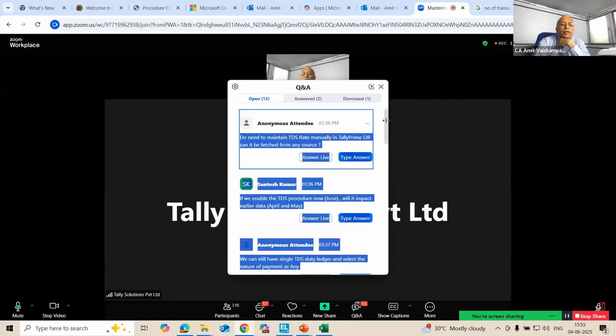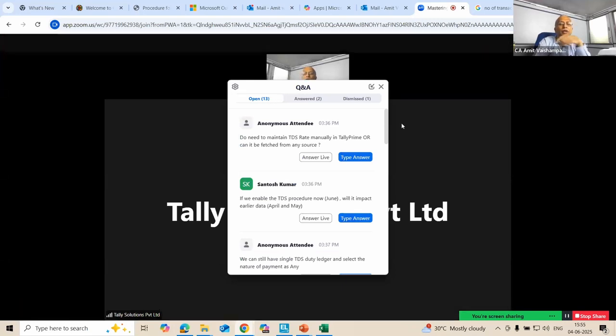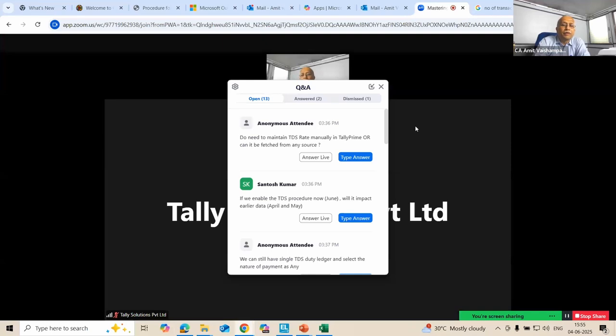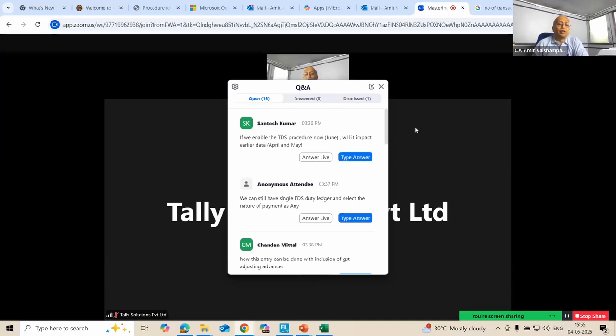Do we need to maintain the TDS rate manually in TallyPrime, or can it be fetched from any source? This is the first question from an anonymous attendee. Tally per se keeps updating the TDS rates, but in case you find that the rate given by Tally is not good, please mention it to Tally or to my office or Komal Madam's office. We'll try and correct it. But Tally's rates normally are correct because there is a team specifically working on it. So we can rely on Tally's help file. If you are not happy with it, then you can always change it. Tally doesn't force you anything. Tally is a very flexible software. Tally gives you help. If you're not happy with the help, you are free to change it.